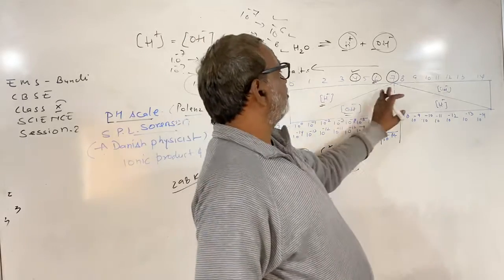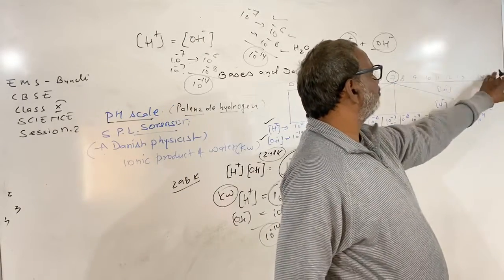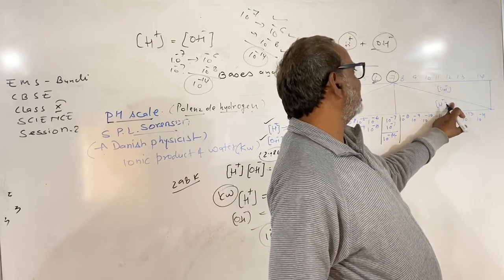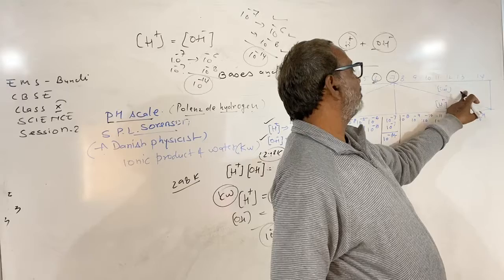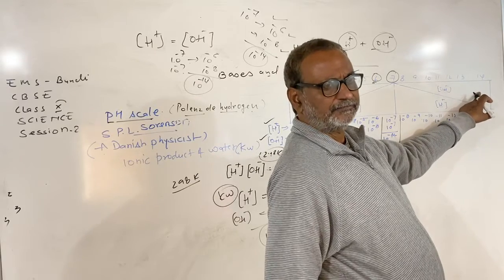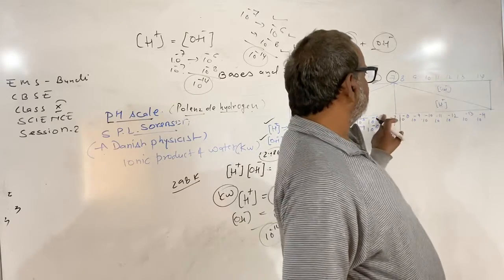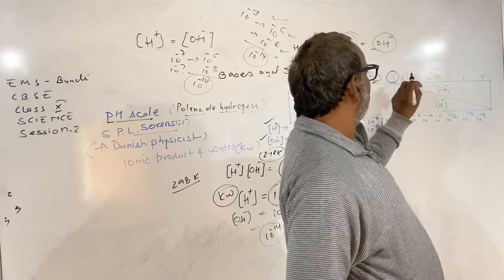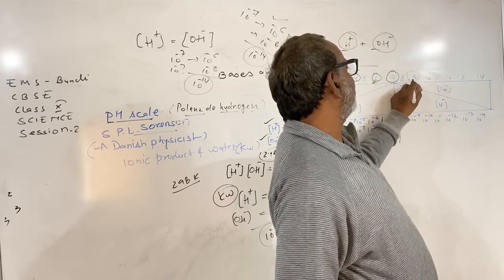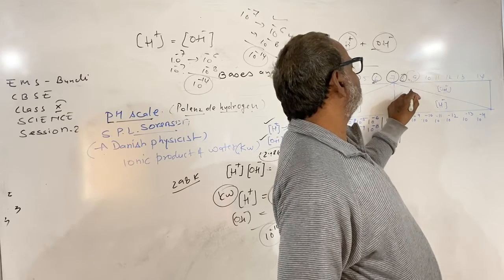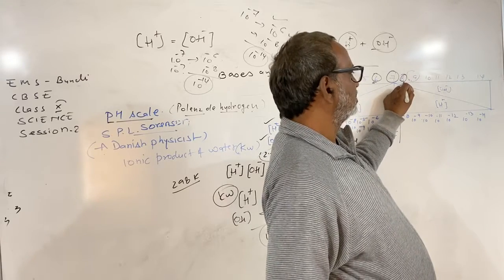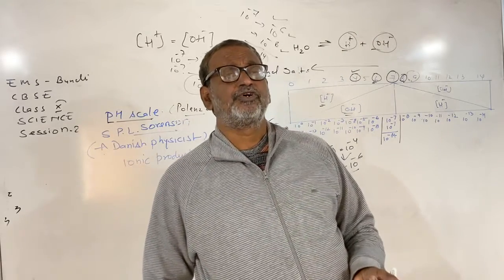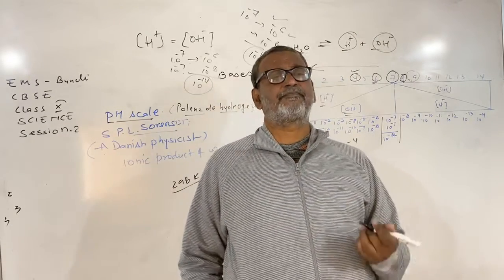Similarly, when we move from pH 7 to 14, you can see the concentration of hydrogen ion decreases and the concentration of hydroxide ion increases. So a solution with pH 9 will have greater concentration of hydroxide ion as compared to a solution with pH 8. So this is the concept of pH.